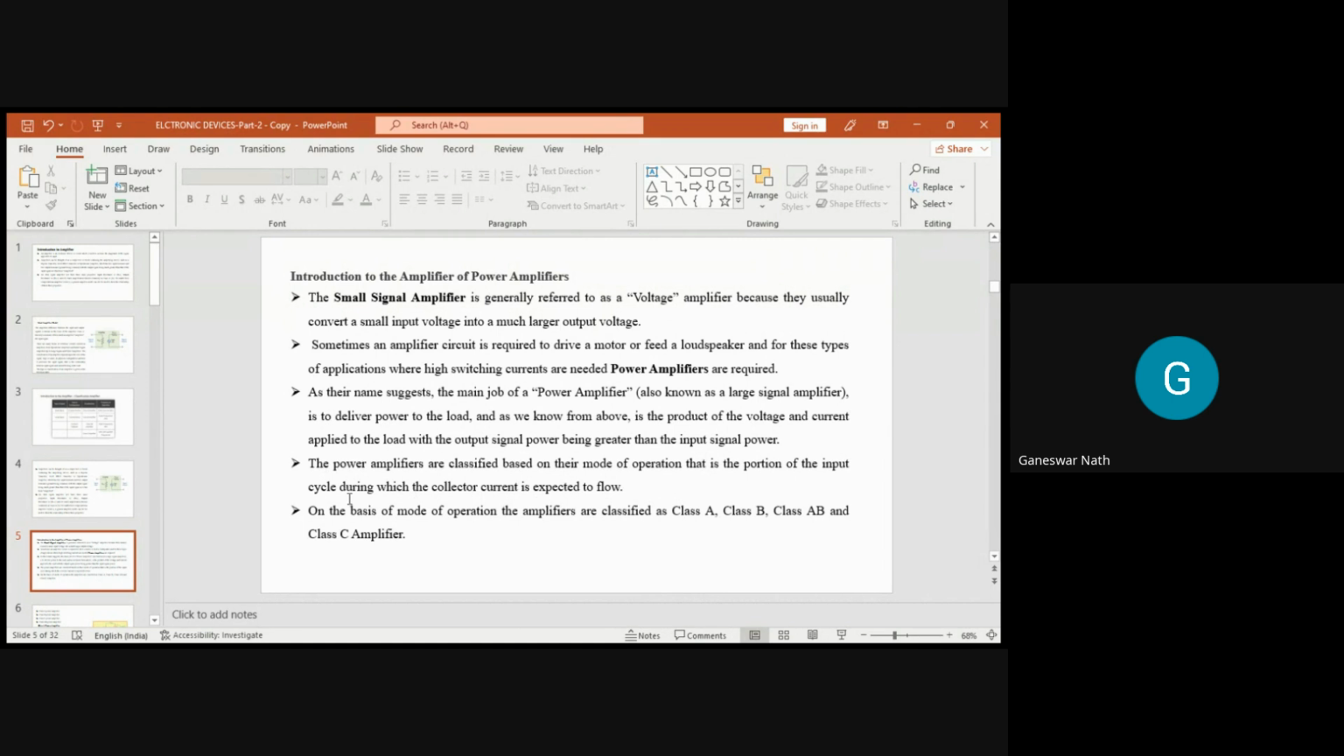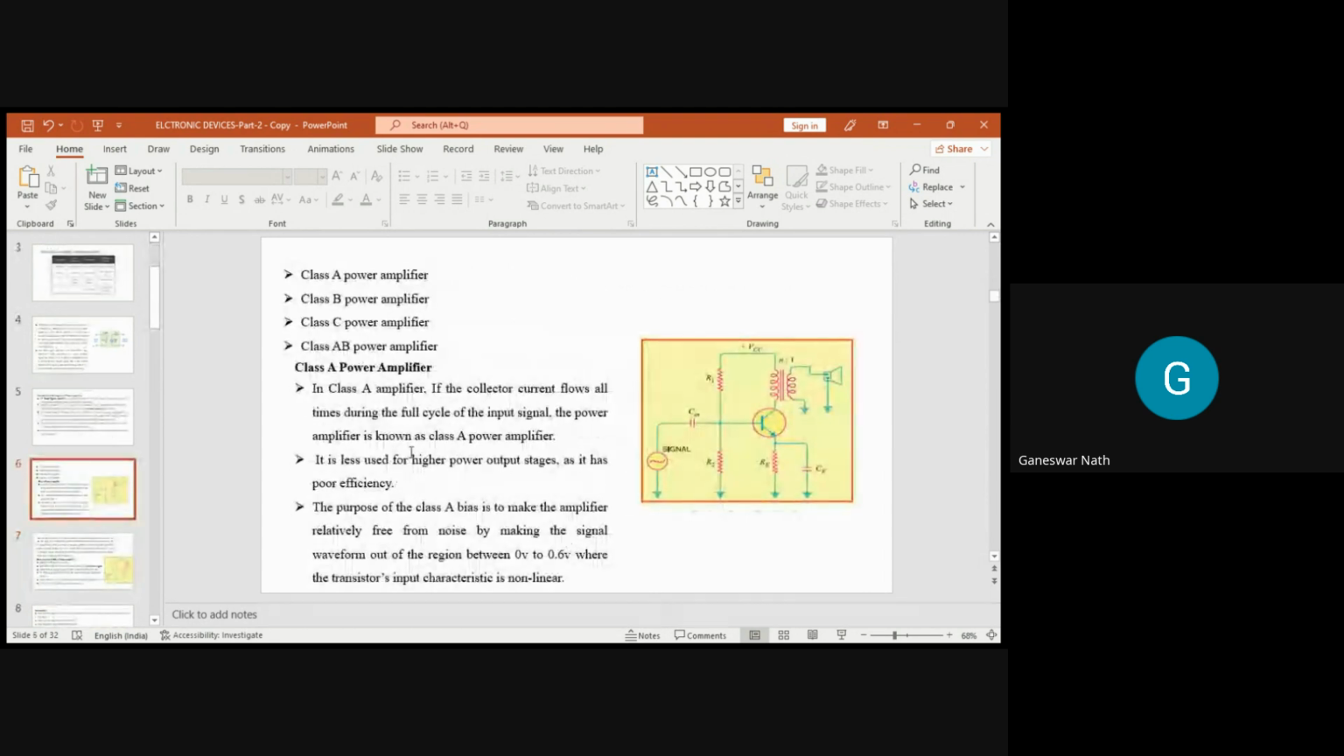Then the power amplifiers can be classified into different types like class A, class B, class AB, and class C amplifier here. Now these are the types. We can start first with the class A amplifier. All of you can see, this is for the class A amplifier.